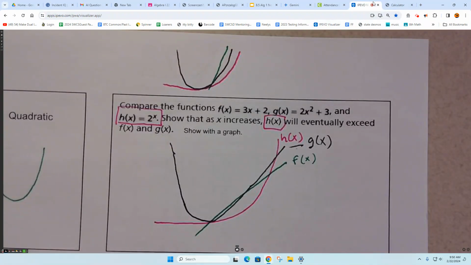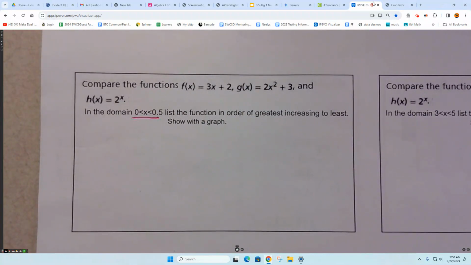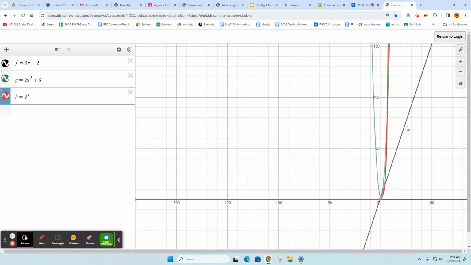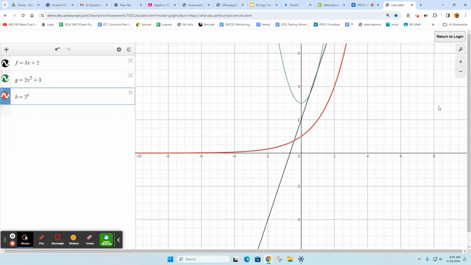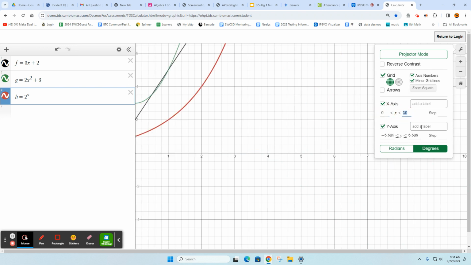Okay, looking at the next one. Now they say same question, but I only want you to look between 0 and 0.5. Are they the exact same functions? No. I mean, yes, they are. So we go back to home, and I only care about X from 0 to 0.5. I could go up to my wrench and change this, and say on my X, I'm going to go from 0 to 0.5.